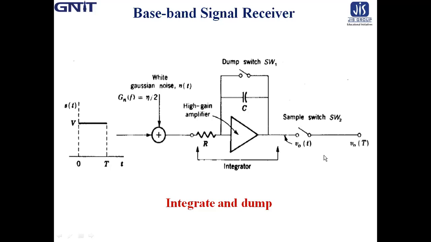The signal processing indicated in this figure is also called an integrate and dump circuit. The term dump refers to the abrupt discharge of the capacitor after each sampling. So the capacitor is discharged after each sampling. That is why it is called an integrate and dump circuit.